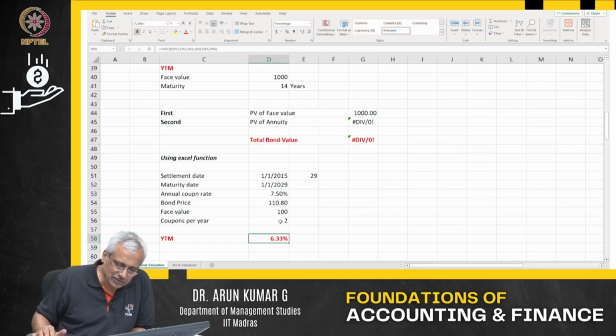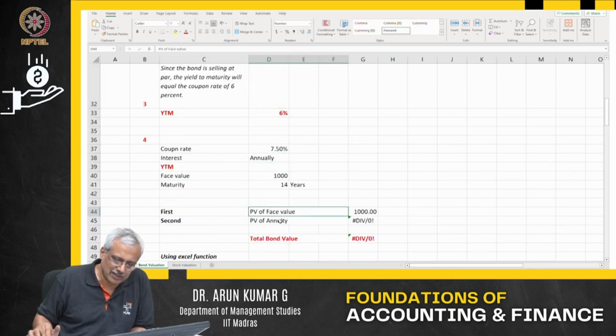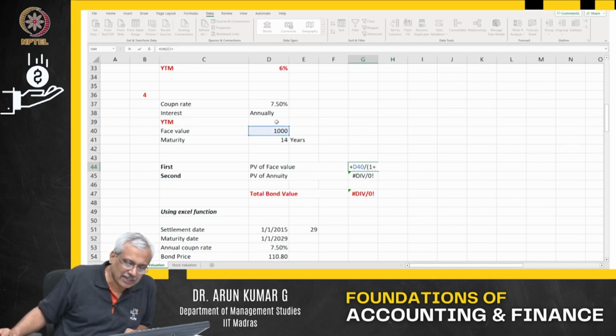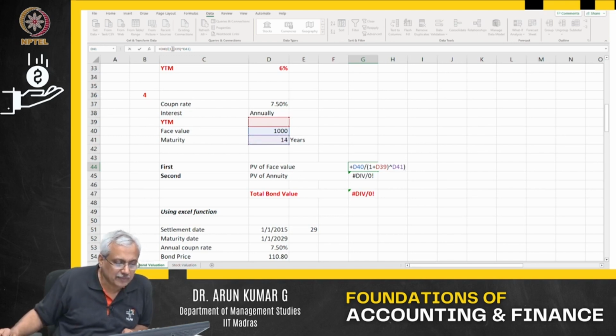You can also do it using the goal seek function, by doing the present value and the face value. I'm also going to teach you how to do it. Face value is nothing but the $1,000 you're going to get at 1 plus the yield to maturity. That is what you don't know. That is going to be your discounting rate. I'm clicking that cell, to the power of 14 years, and this is basically what we are looking at in this particular case.